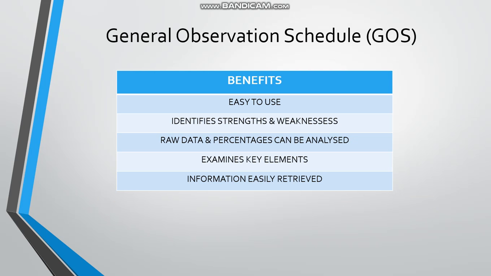It's similar again. I think with all the different methods, you can write similar stuff with them. So again, easy to use, easy to fill out. You can identify strengths and weaknesses, and you can see them quite clearly with the percentage. The raw data and percentages can be deeply analysed. You're examining the key elements, the key skills of the game, and the information is easily retrieved, and you can easily look at it.